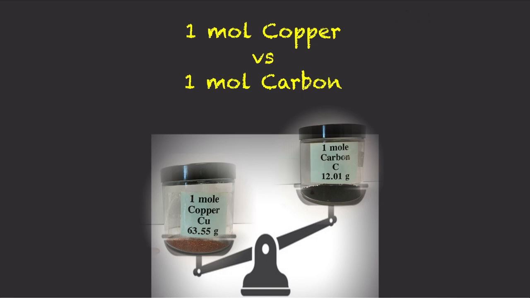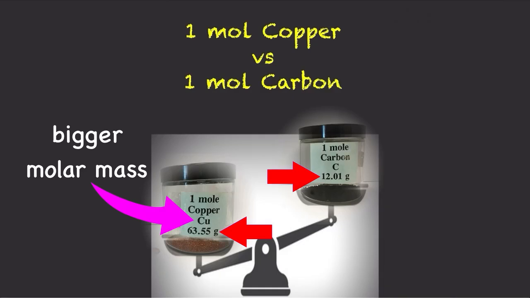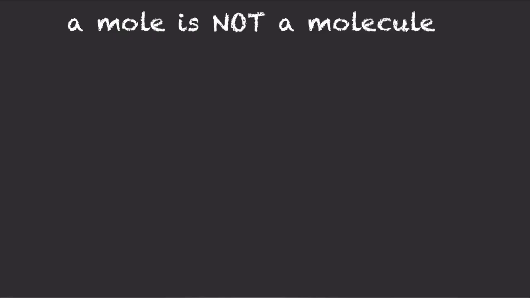So, even though a mole of carbon in this container has the same number of atoms as a mole of copper in the other container, the mass of 1 mole of copper is bigger than the mass of 1 mole of carbon. In other words, copper has the bigger molar mass. By the way, a mole is not short for a molecule.